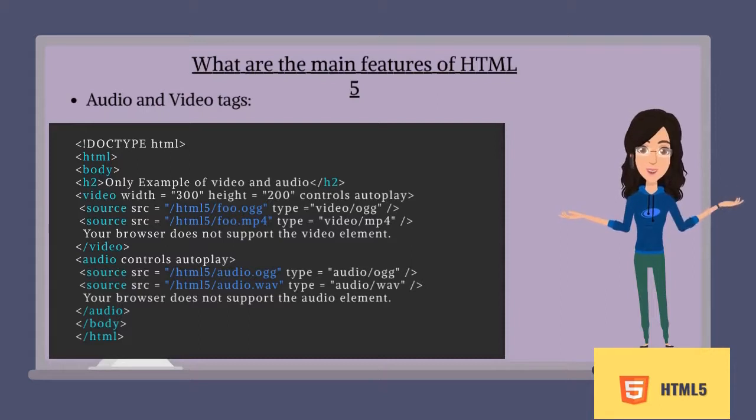HTML5 is the fifth version of HTML with the invention of many features. It's not only possible to create better websites, but we can also create dynamic websites. So the first feature is the audio and video tag. The audio and video tags are the two major additions to HTML5. It allows developers to embed video and audio on their website.